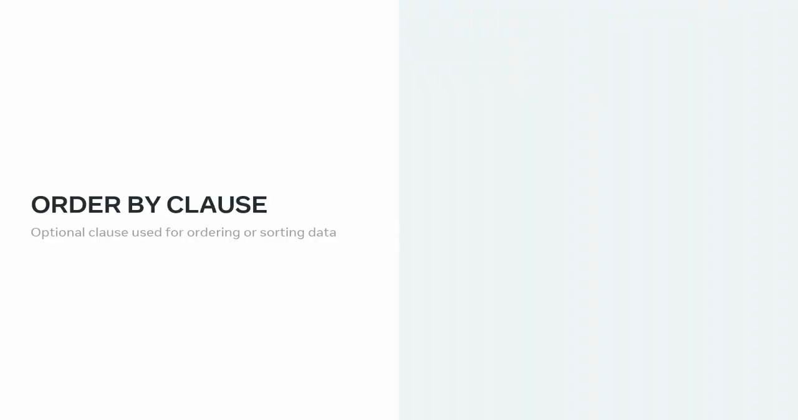The order by clause is an optional clause that can be added to a select statement. Its purpose is to help sort data in either ascending or descending order. For example, you can sort a list of student names in alphabetical order from A to Z or vice versa. To get a better understanding of how the order by clause works, let's explore the syntax.